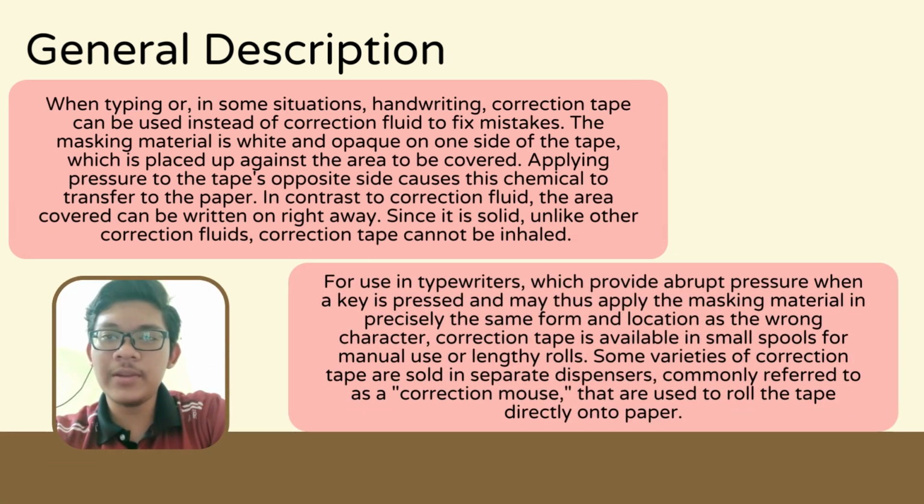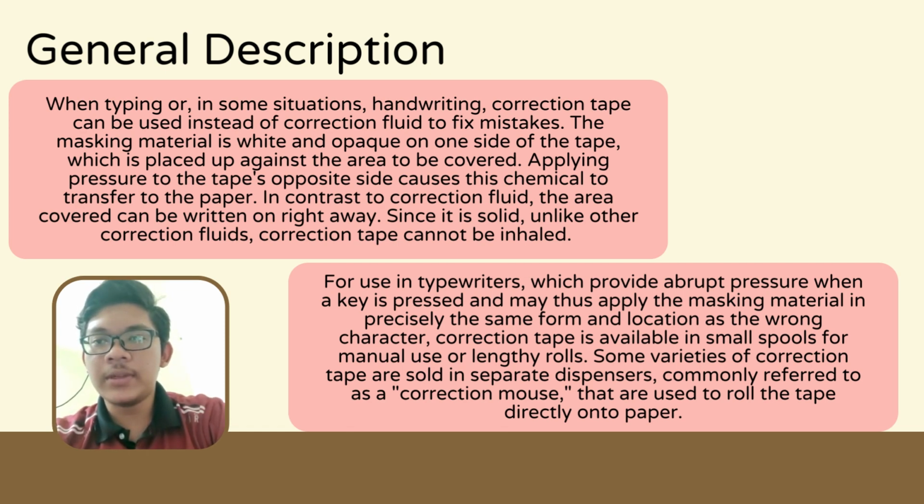Assalamualaikum, and I am going to continue the presentation with a general description of correction tape. When typing or in some situations, handwriting, correction tape can be used instead of correction fluid to fix mistakes. The masking material is white and opaque on one side of the tape, which is placed up against the area to be covered. Applying pressure to the tape's opposite side causes this material to transfer to the paper. In contrast to correction fluid, the area covered can be written on right away. Since it is solid, unlike other correction fluids, correction tape cannot be inhaled.